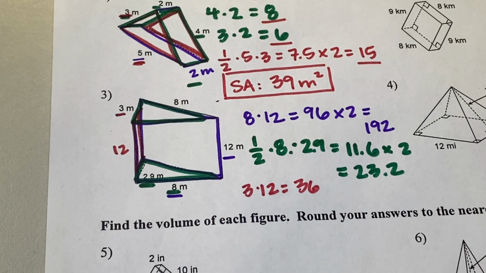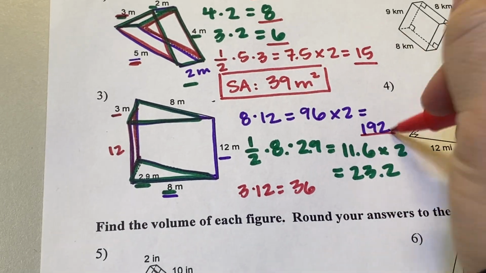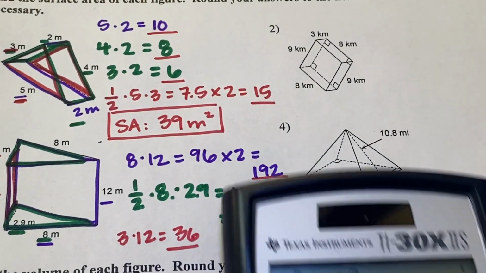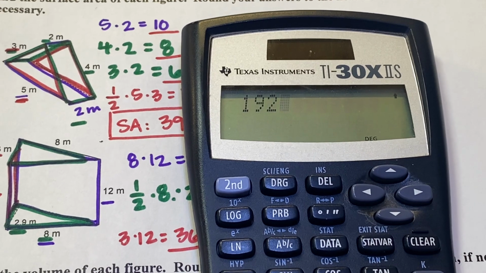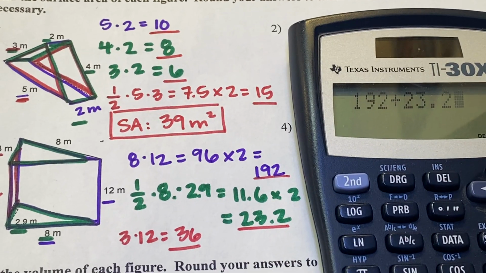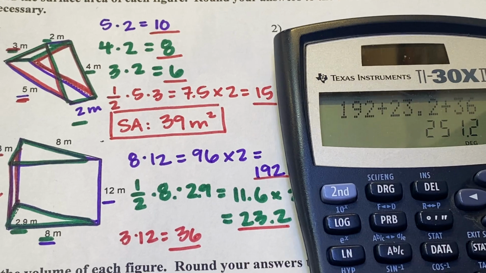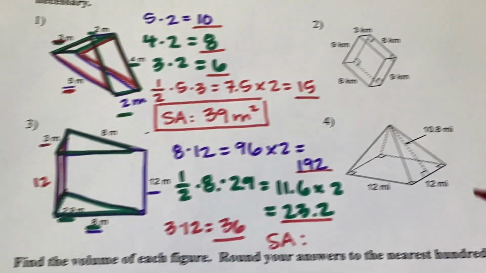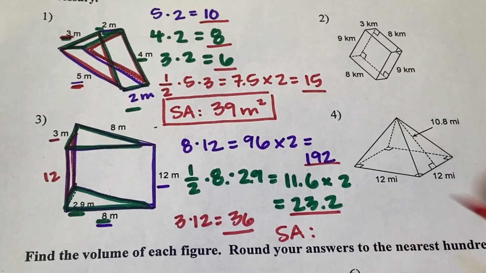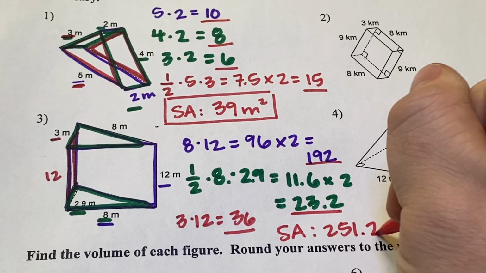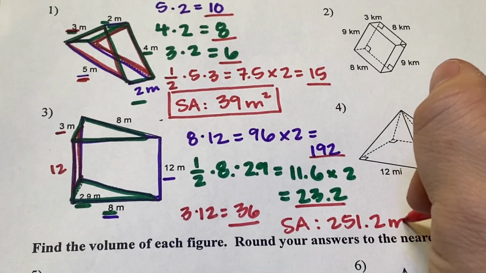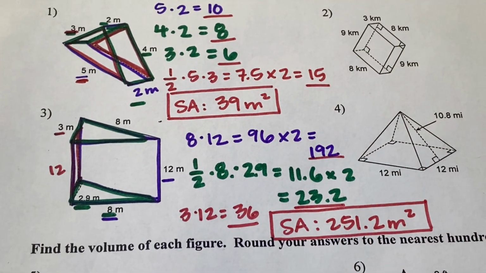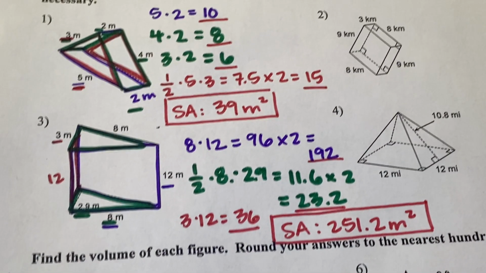What do I do with all 3 of those measurements now? Add them together. 192, 23.2, 36. I'm going to do this in my calculator. 251.2. Check your answers. Beautiful. Love it, you guys. Okay, so the surface area of this shape is 251.2 what? Oh, meters squared. Love it. Meters squared. Great job.